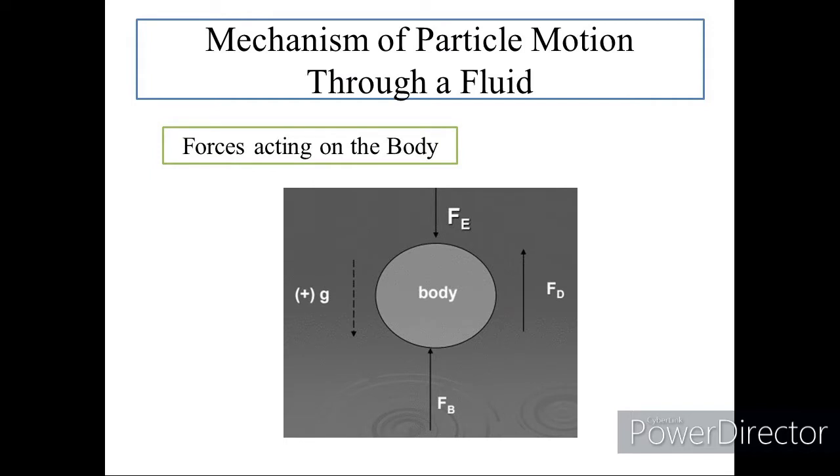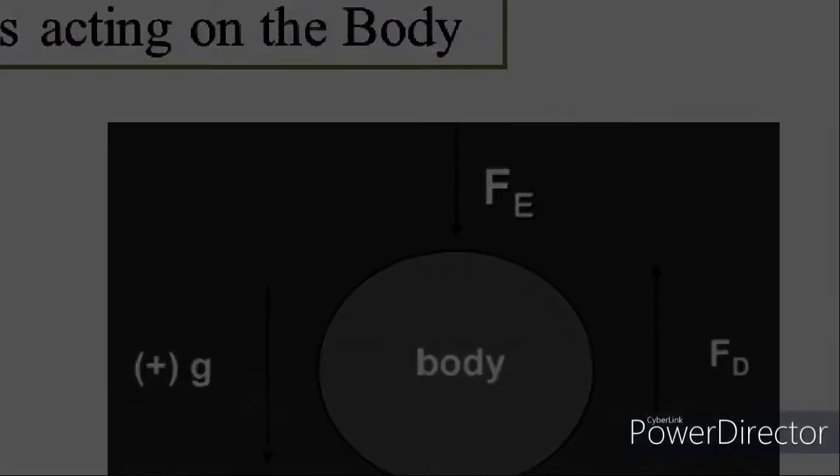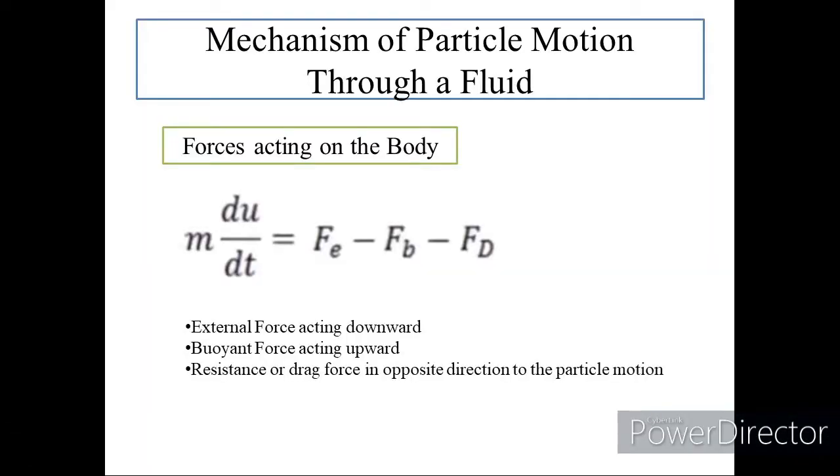The mechanism of the particle motion through a fluid. The three forces acting on the body are the external force acting downward, the buoyant force, and the drag force in the opposite direction. The external force and the gravity of the body are opposed by the buoyant force and the drag force. Following Newton's law, the summation of forces is equal to the mass times acceleration.